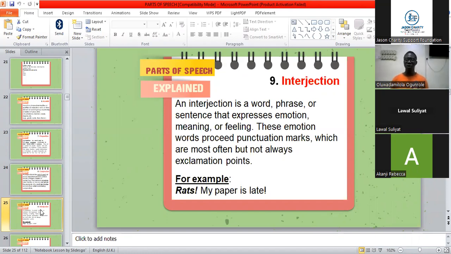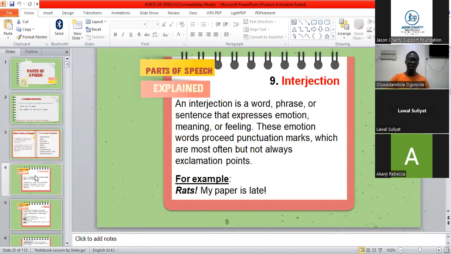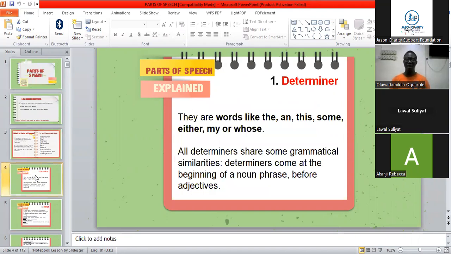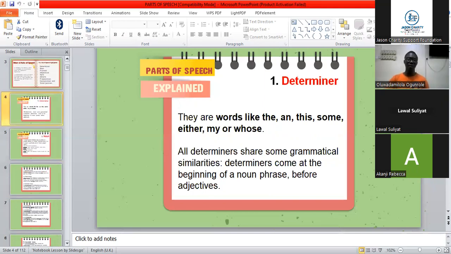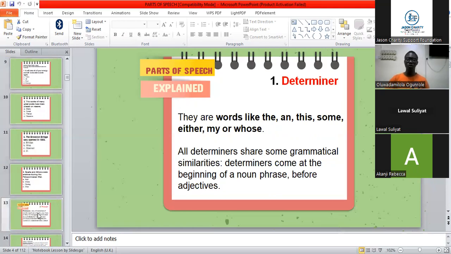So basically, I want to have a run through of all we have said since the beginning of this class, and maybe in a subsequent class, we move to another topic entirely. So we talked about the noun, and we began with the determiner, and we said the determiners are words that are used at the beginning of a sentence, and they are always used at the beginning of a noun phrase.